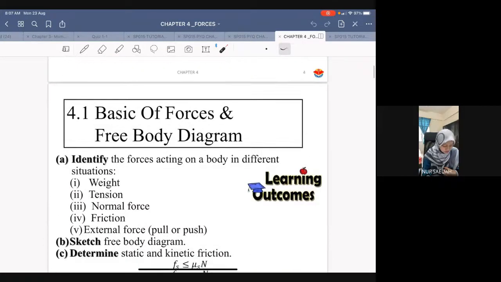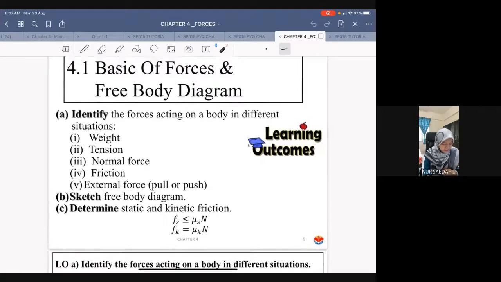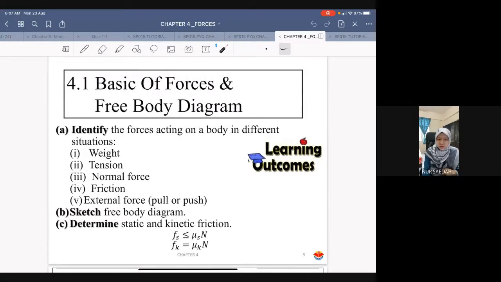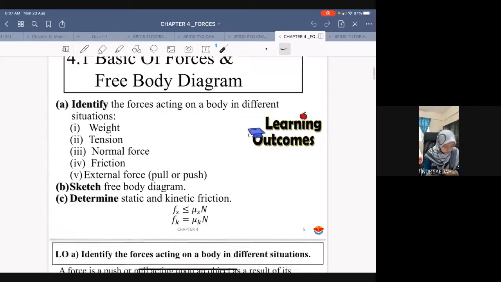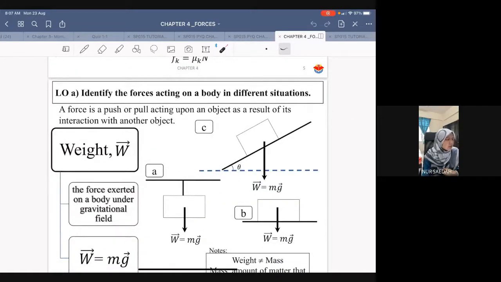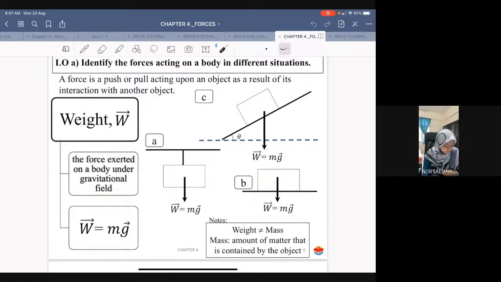Okay, so the first one is to identify the basics of forces and the free body diagram. Means students have to know the 5 basic forces and also know how to draw the free body diagram. Okay, so what are the 5 forces? 5 basic forces, okay? So ingat dalam nota nanti ada 5 forces. Okay, the first one is weight. Ni adalah force yang pertama.